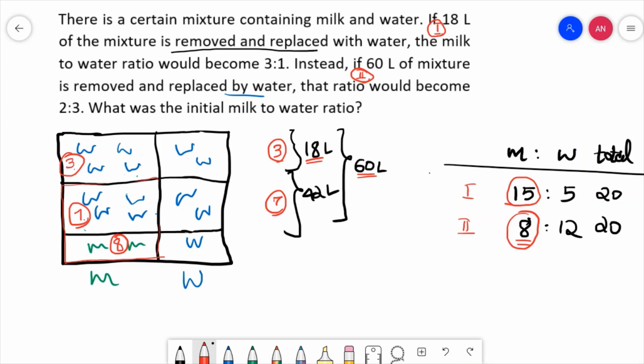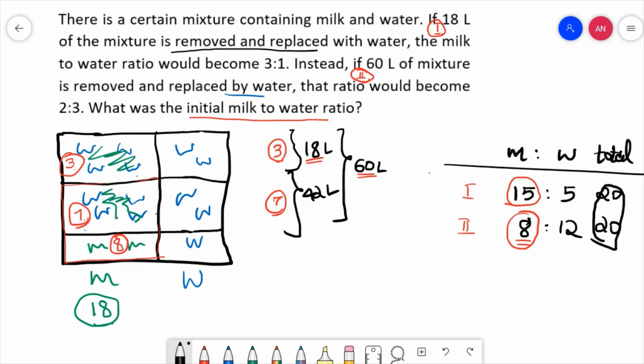Now let's check the question again. We have to find the initial milk to water ratio. You can remember this part was all milk. This left part was milk, so the initial quantity of the milk was 3 plus 7 plus 8, that is 18, and we just need to find the quantity of water. We already know that the total quantity is always the same, it is going to be 20 always, so the total is 20. The remaining part, that is 2, will be the water.